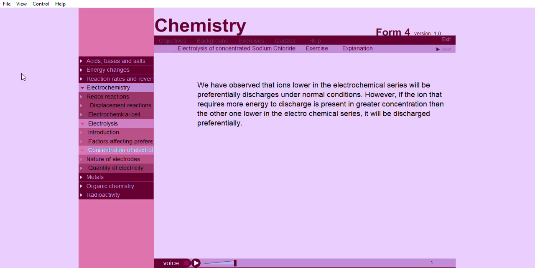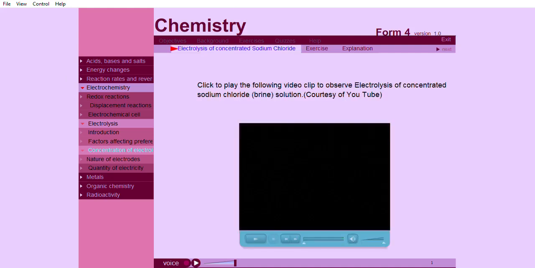We have observed that ions lower in the electrochemical series will be preferentially discharged under normal conditions. However, if the ion that requires more energy to discharge is present in greater concentration than the other one lower in the electrochemical series, it will be discharged preferentially. Click to play the video clip to observe electrolysis of concentrated sodium chloride or brine solution.